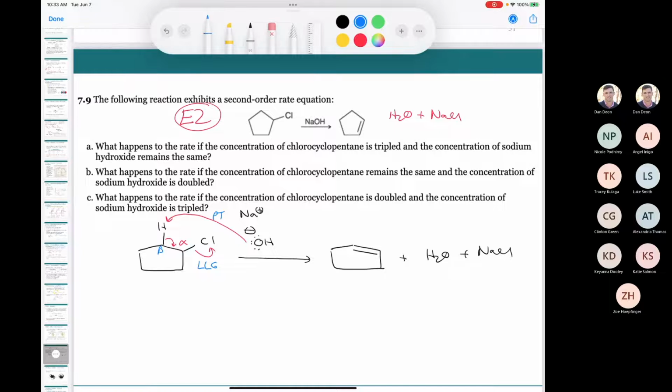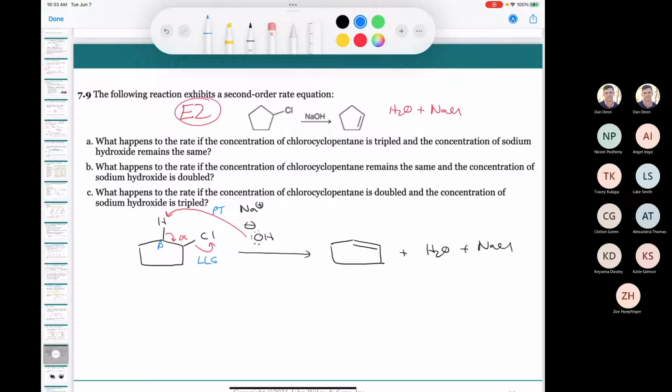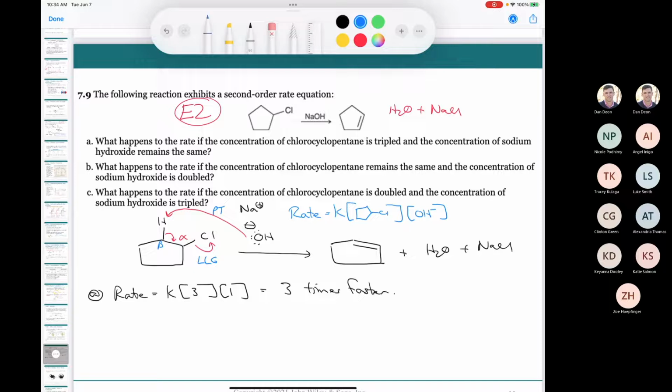So in A, it says what happens to the rate if the concentration of the chlorocyclopentane is tripled and the sodium hydroxide remains the same? Well, if our rate law is rate is equal to the rate constant multiplied by the concentration of our substrate multiplied by the concentration of hydroxide, that means it depends on the concentration of both. So in A, we have rate is equal to k multiplied by chlorocyclopentane is tripled and sodium hydroxide remains the same. So we'll leave it still at 1. So what's going to happen to our rate? It's going to be 3 times faster.